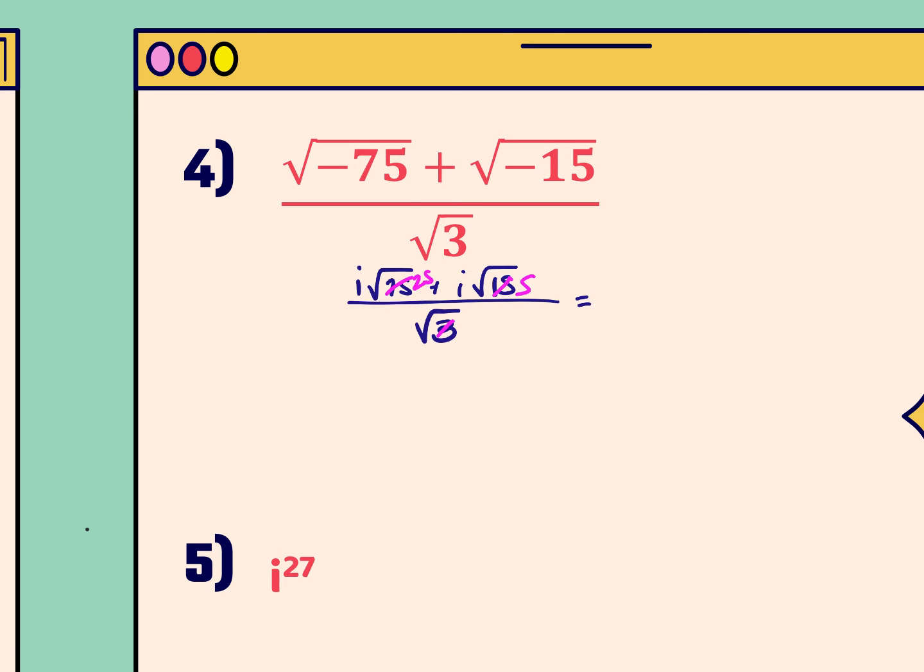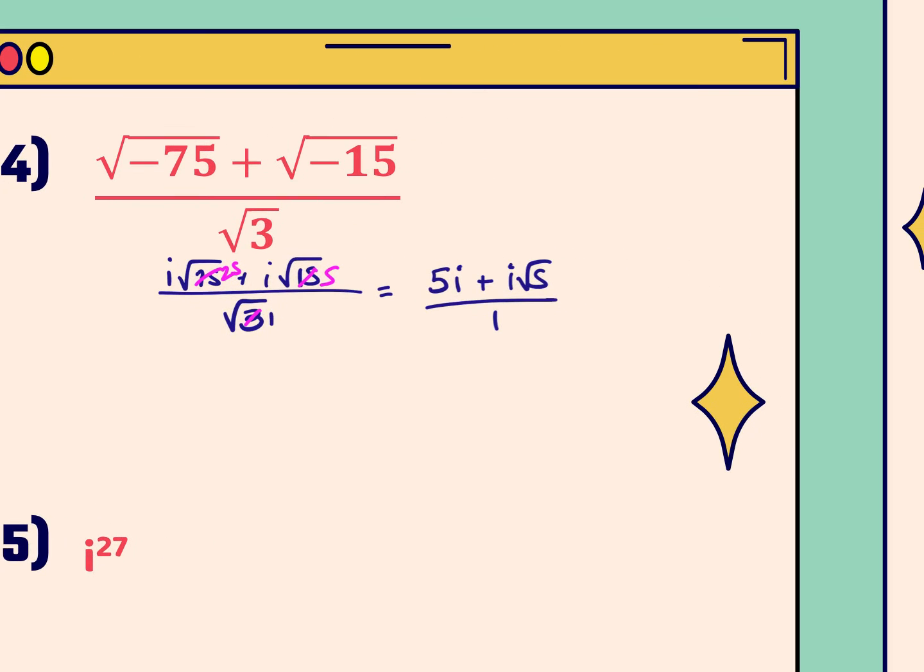So this becomes i times the square root of 25, or 5i, plus i square root 5 over square root of 1, which here would just be 1. So I could get 5i plus i square root 5. And WebAssign will even take it a step further and take i out, like do i there, and then 5 plus square root 5. But I don't care. Either of these is fine.